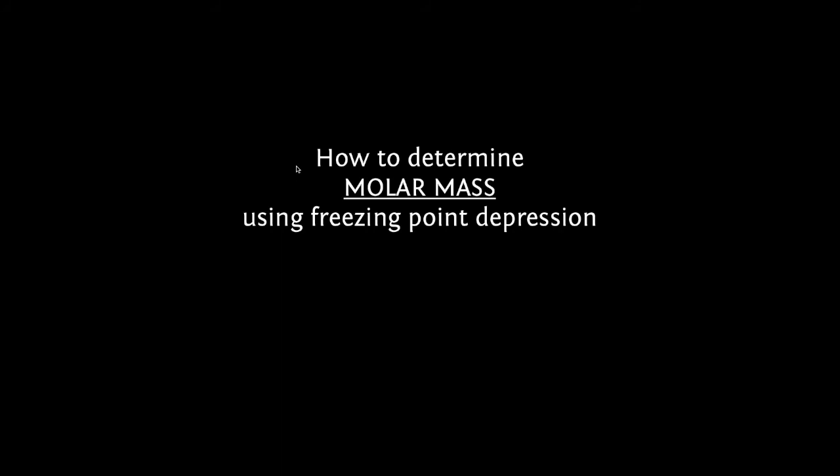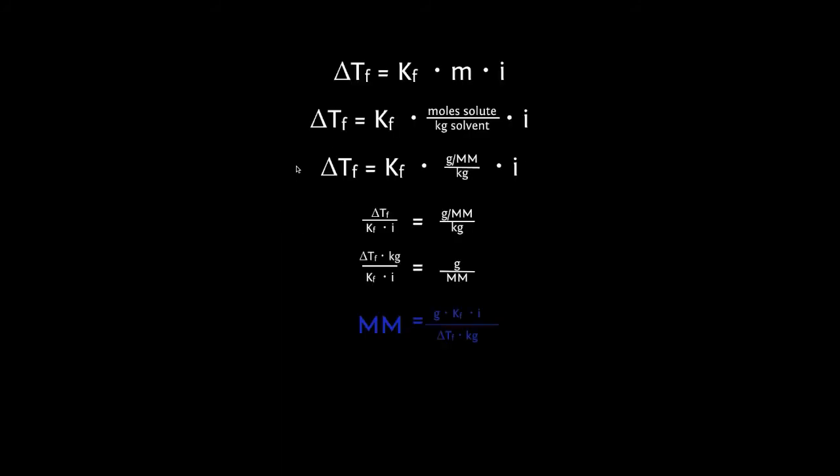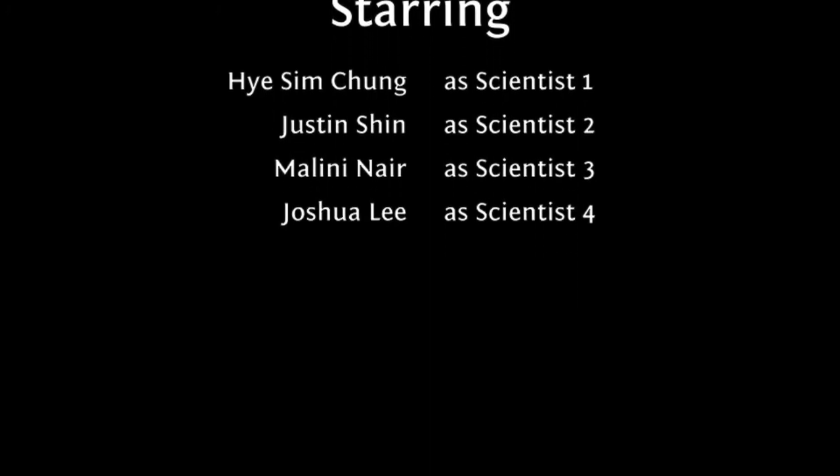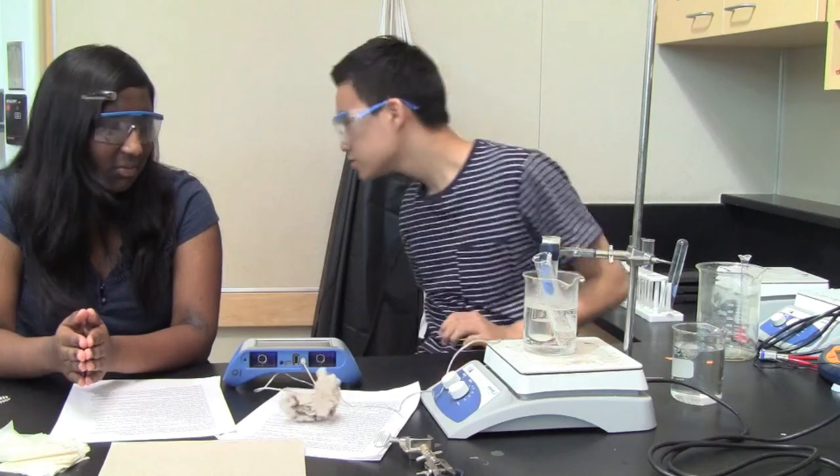The last thing that we learned is how to determine the molar mass using freezing point depression. Using the equation that we had before, we can find the molar mass by deriving it from this equation. And that's it.